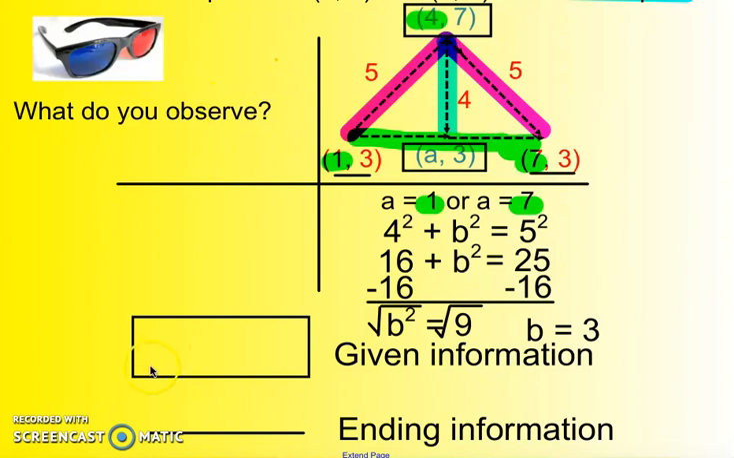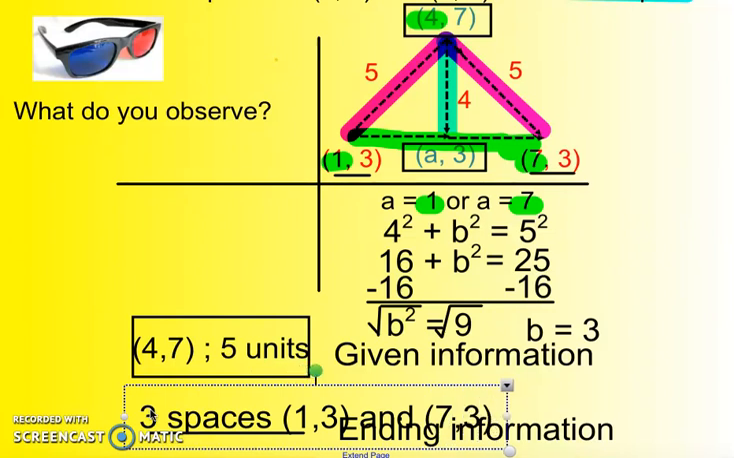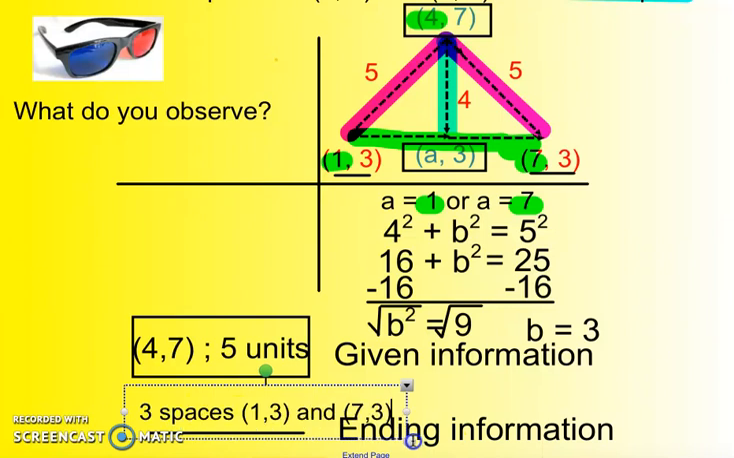So basically we took our given information, which was the ordered pair, and then they gave us 5 units. That is the given information that they gave us. We took it and we created triangles from it. Okay? And then in the end, we found out that it was 3 spaces, both directions, and that brought us to (1, 3) and (7, 3). Okay, and that's our ending information.